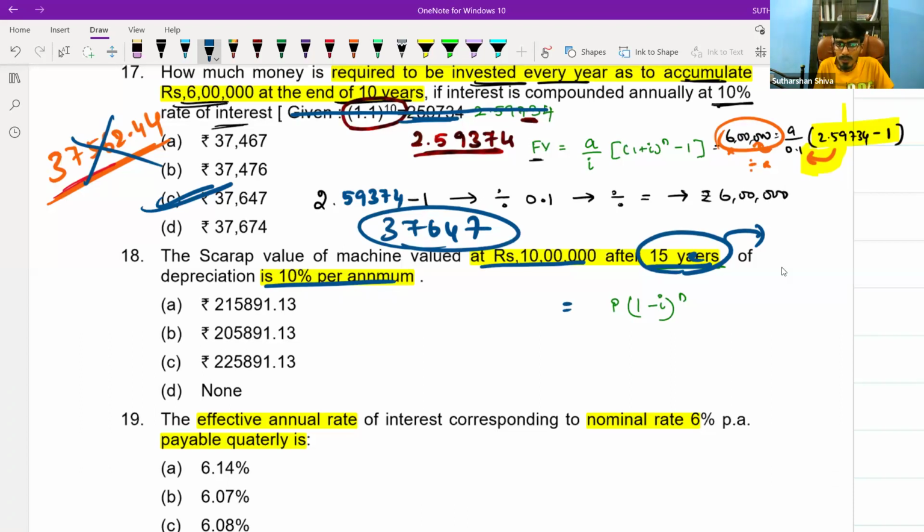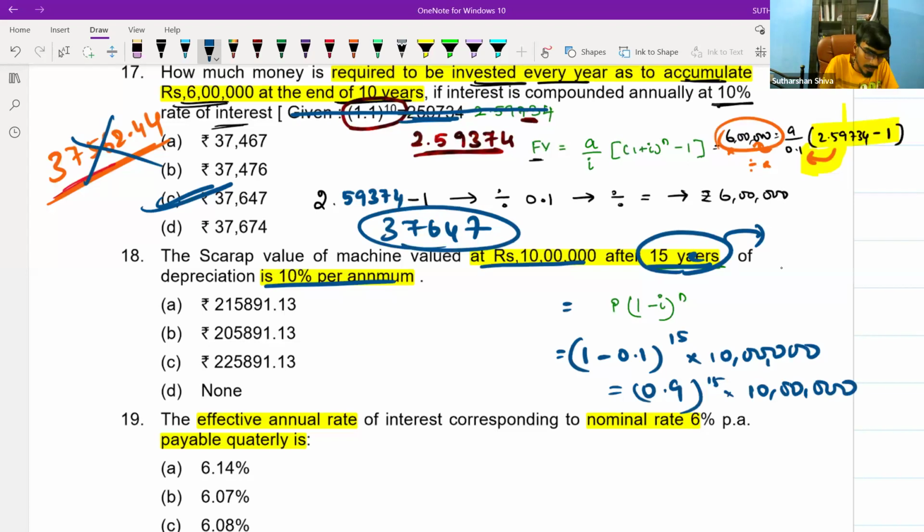What you can do is take a value in the calculator: 1 minus 0.1 whole power n, that is whole power 15, into 10 lakh. If you find out the value, it will become 0.9, so 0.9 power 15 into 10 lakh.